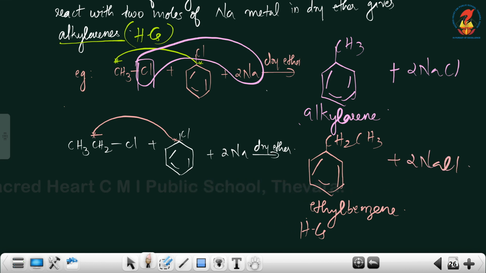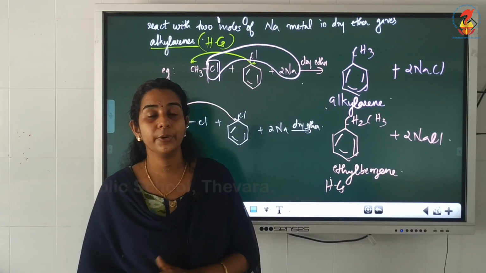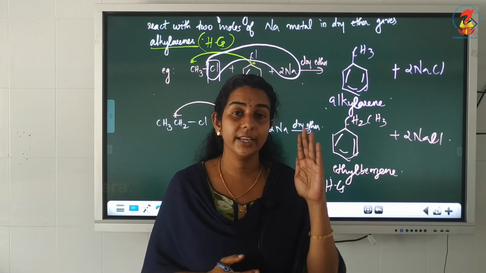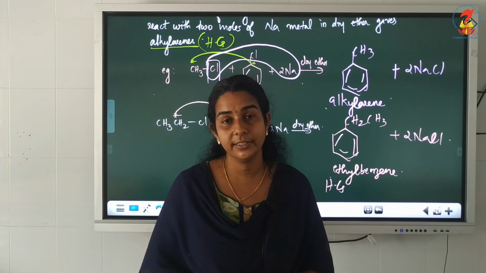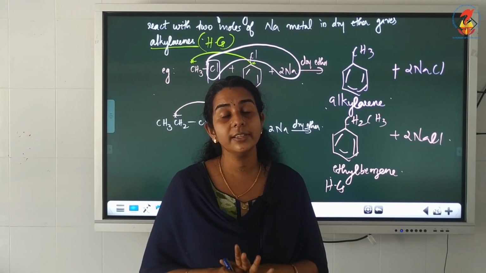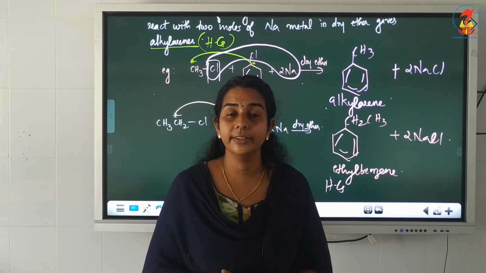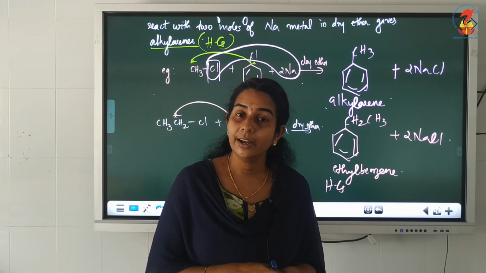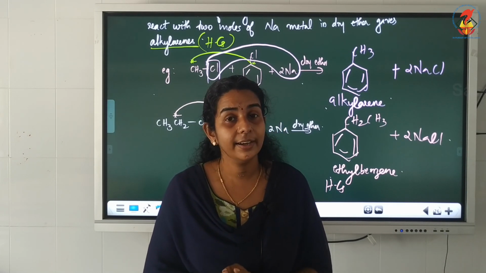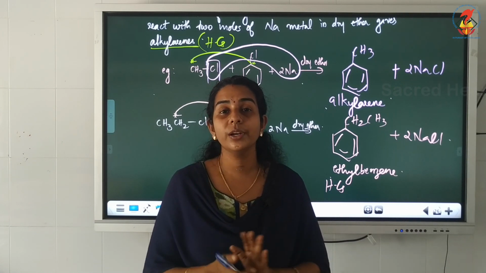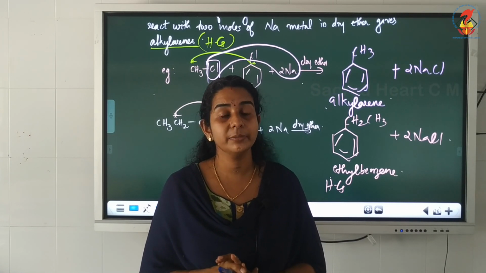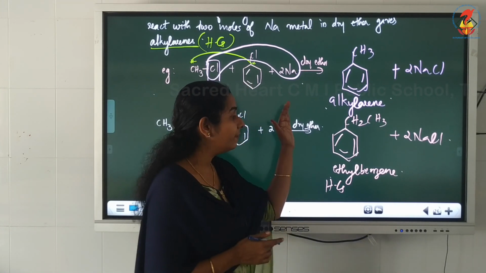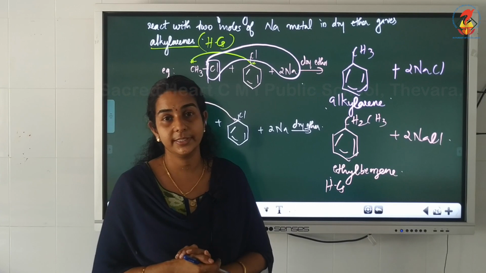So if you study Wurtz reaction, it is very easy to write the products of Fittig and Wurtz-Fittig reactions. Wurtz reaction is the reaction that only alkyl halides undergo. Fittig reaction is the reaction that only aryl halides undergo. Wurtz-Fittig reaction is the reaction in which both alkyl halides and aryl halides can undergo. In all three reactions, the reagent is the same, that is metallic sodium in dry ether. And we are getting hydrocarbons everywhere.